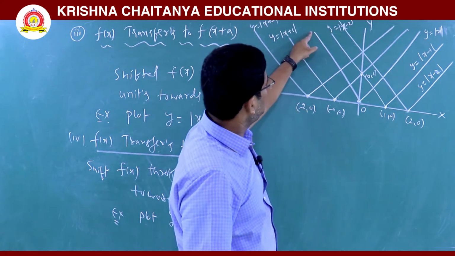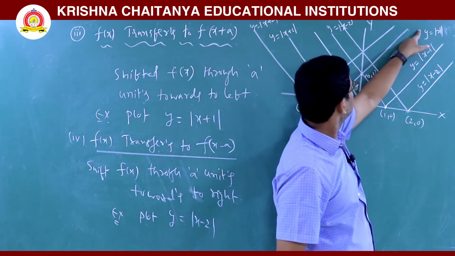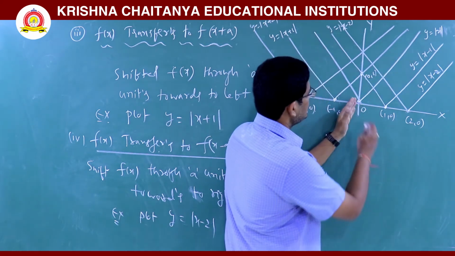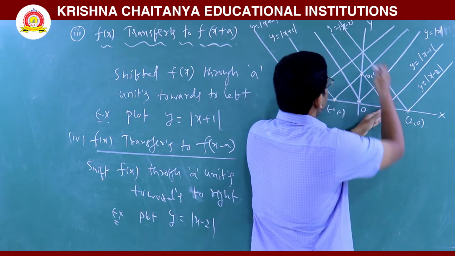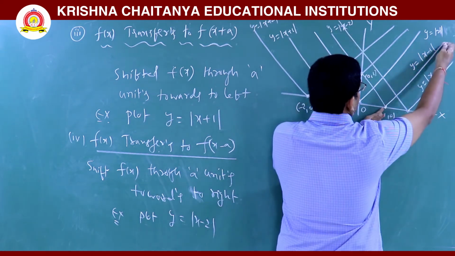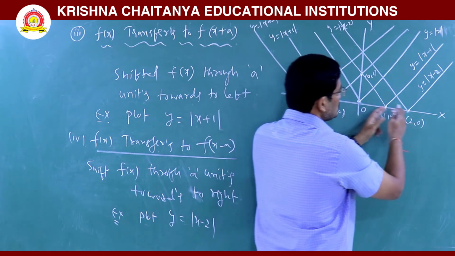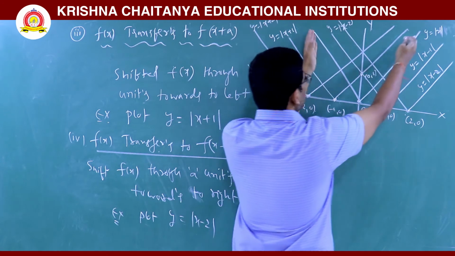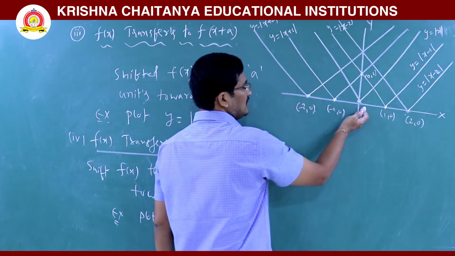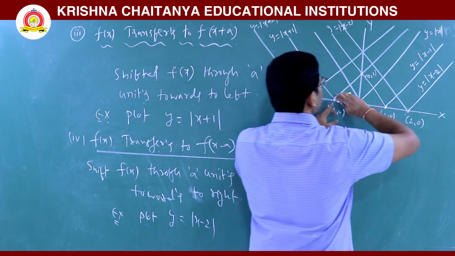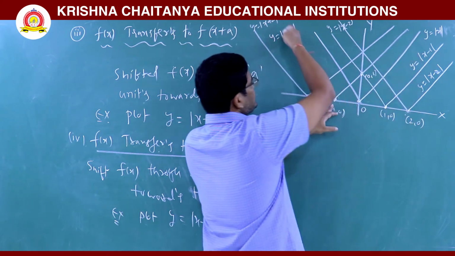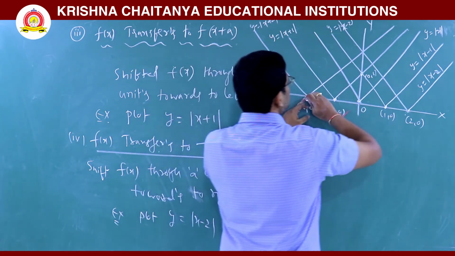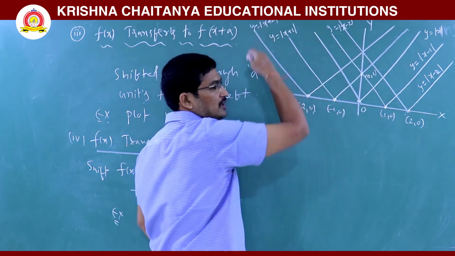So listen carefully. This is the curve y equal to mod x. Next, this one shifted 1 unit towards the right becomes y equal to mod of x minus 1. The same curve shifted 2 units towards the right is y equal to mod of x minus 2. If the same curve y equal to mod x is shifted to the left side 1 unit, then that should be y equal to mod of x plus 1. Shifted 2 units towards the left, the curve is y equal to mod of x plus 2.